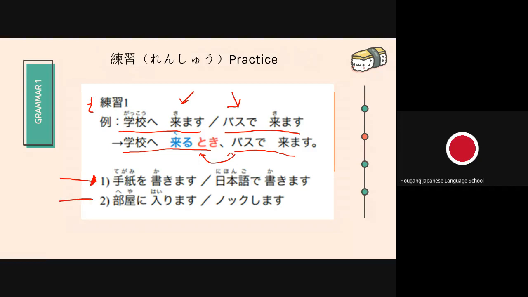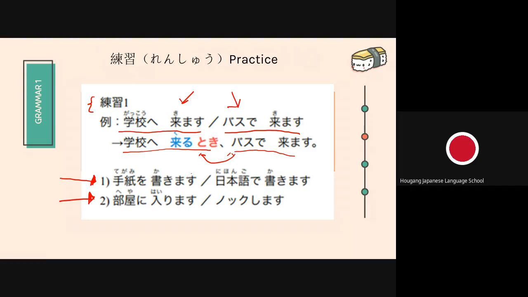And number two also. Can you all try? You all think about it for like 1 minute. I'll give you the answer in a while. You all also should roughly know the translation. Okay, I just tell you straight away.